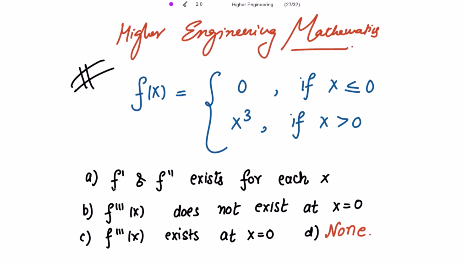Okay, first derivative and second derivative exist for each x. Yes, this is correct. Third derivative does not exist at x equal to 0. Yes, this is also correct. Third derivative exists at x equal to 0. No, this is not correct. And this is also rejected. So A and B options are correct.